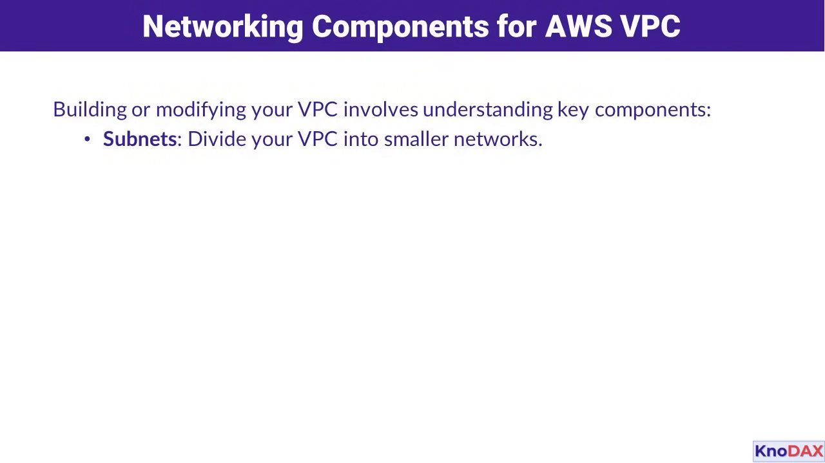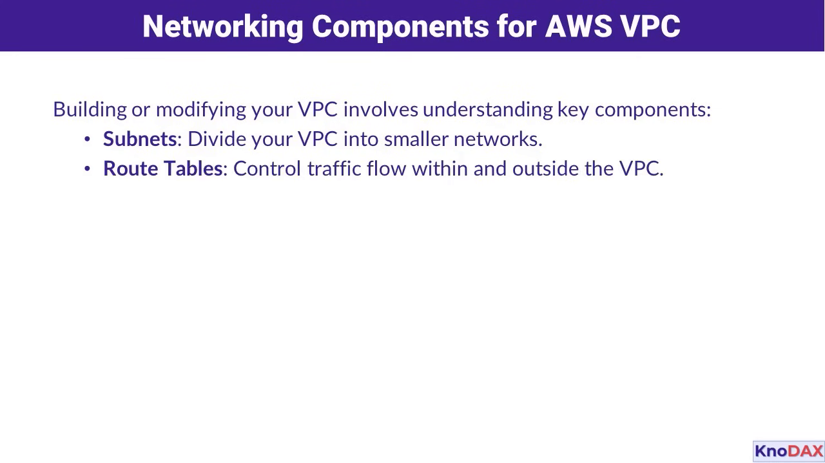Now, let's dive into the key networking components that make up an AWS Virtual Private Cloud, or VPC. First, subnets. Subnets allow you to divide your VPC into smaller, manageable networks. You can create both public subnets, which are accessible from the internet, and private subnets for internal resources. Second, route tables. Route tables control the flow of traffic within your VPC and between your VPC and other networks. They allow you to define how traffic is routed to and from your subnets.